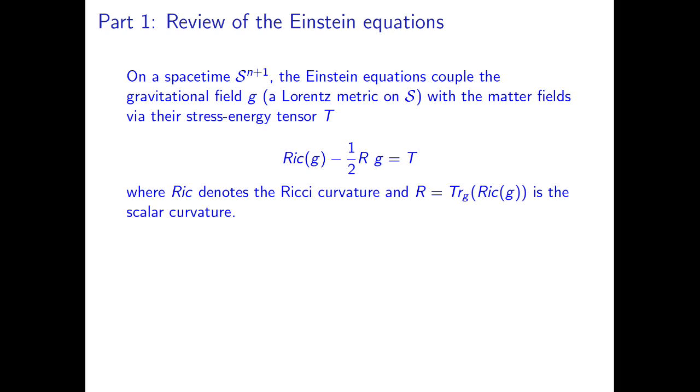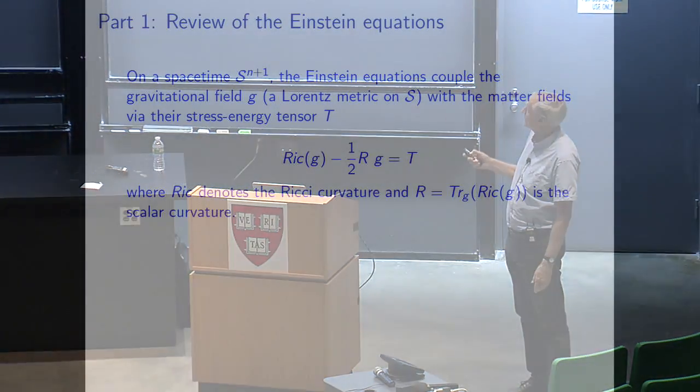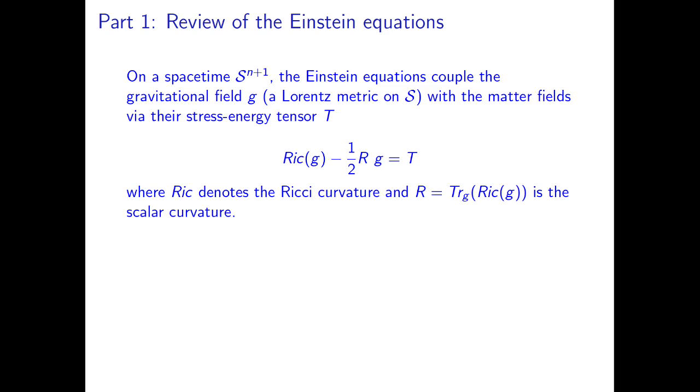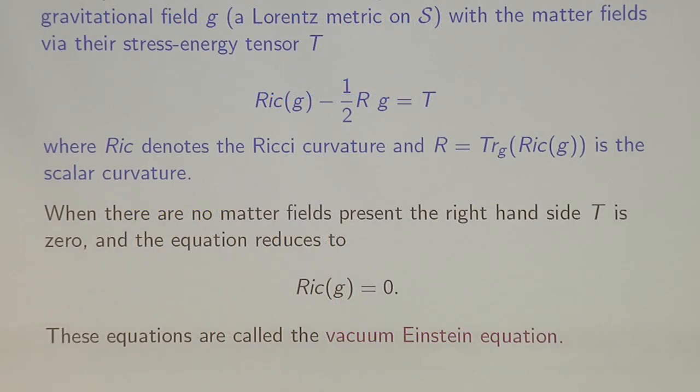And I've written them here in n dimensions, although actually in the applications n will always be 3. So it's really the 3 plus 1 case that we'll be looking at. And so the Einstein equations describe the interaction of the gravitational field G with the matter fields, which are incorporated in the stress energy tensor T, which is on the right-hand side. An important case for us, in fact, most of the time I'll talk about the vacuum equations. And so if T is 0, that is, there are no matter fields, then the gravitational field is Ricci flat. Okay, and so those are called the vacuum Einstein equations.